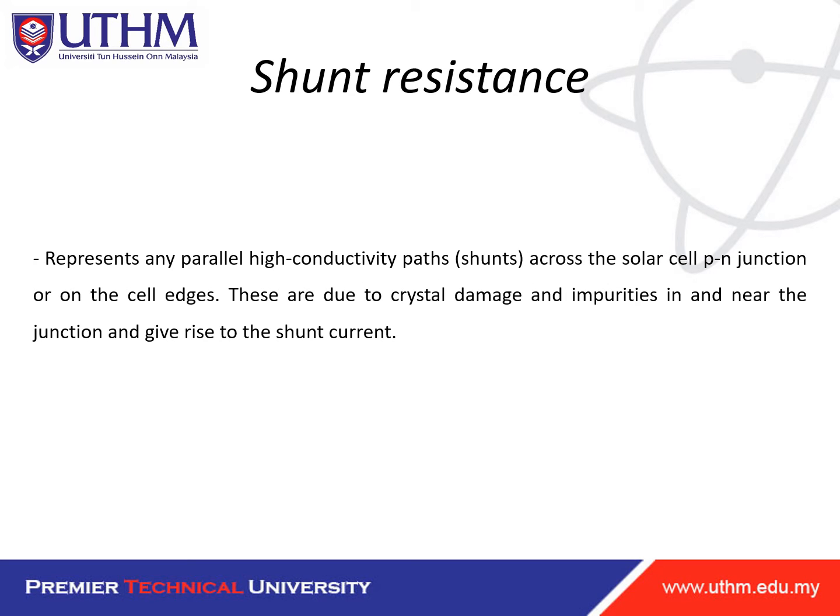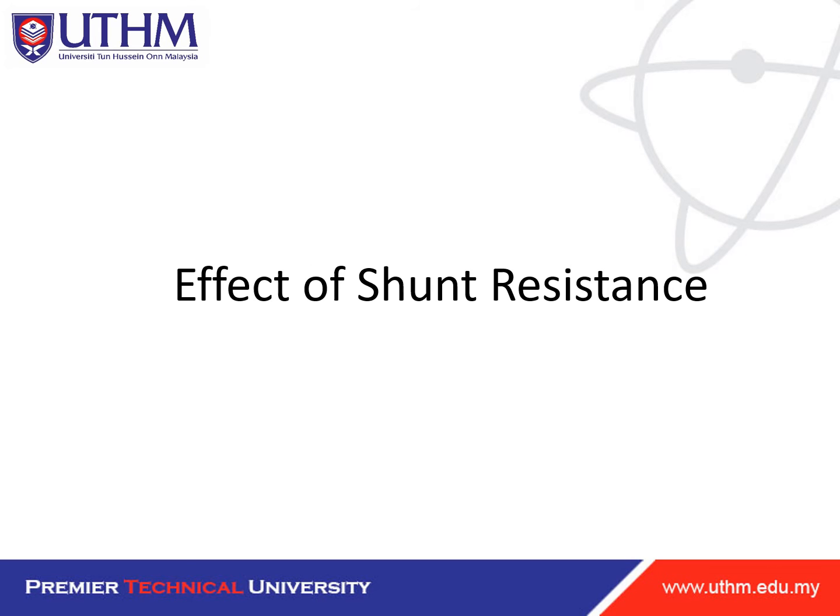Next is shunt resistance. It represents any parallel high conductivity path which is shunted across the solar cell, at the PN junction or on the cell edge. These are due to crystal damage and impurities in and near the junction and give rise to the shunt current. Effect of shunt resistance: low shunt resistance causes power losses in a solar cell by providing an alternate current path for the light-generated current. Such a diversion reduces the amount of current flowing through the solar cell junction and reduces the voltage from the solar cell.